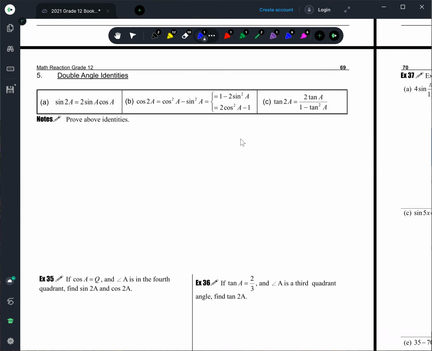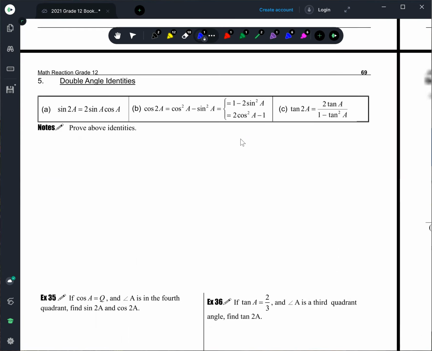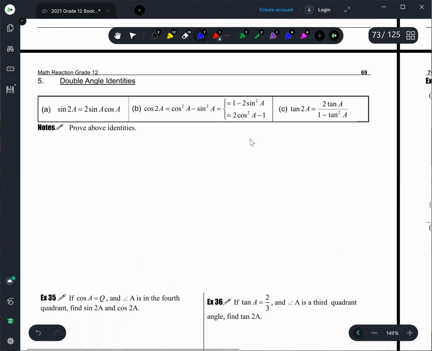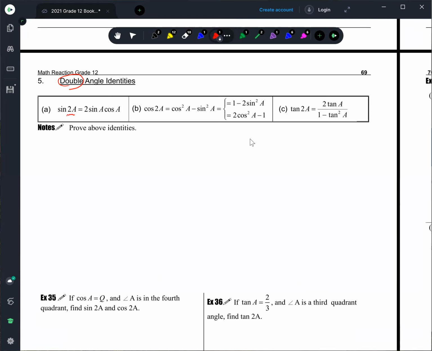Everyone, on this page the title says double angle identity. The reason they say double is because inside the sine we have double the angle, 2A. The 2 is the double. That's where the name comes from. We also have cosine double angle and tangent double angle, and each has its own identity. Today we're just going to focus on sine double and cosine double. Those are the more common questions you'll be given.